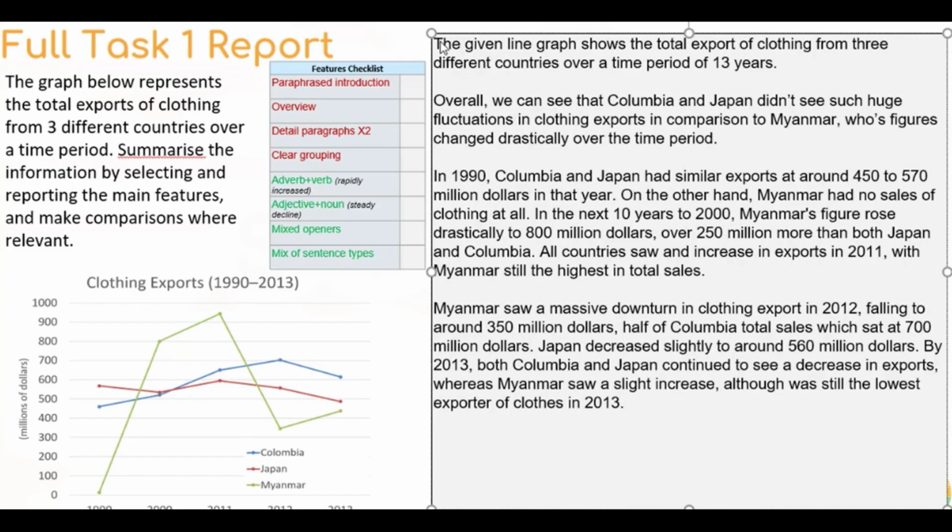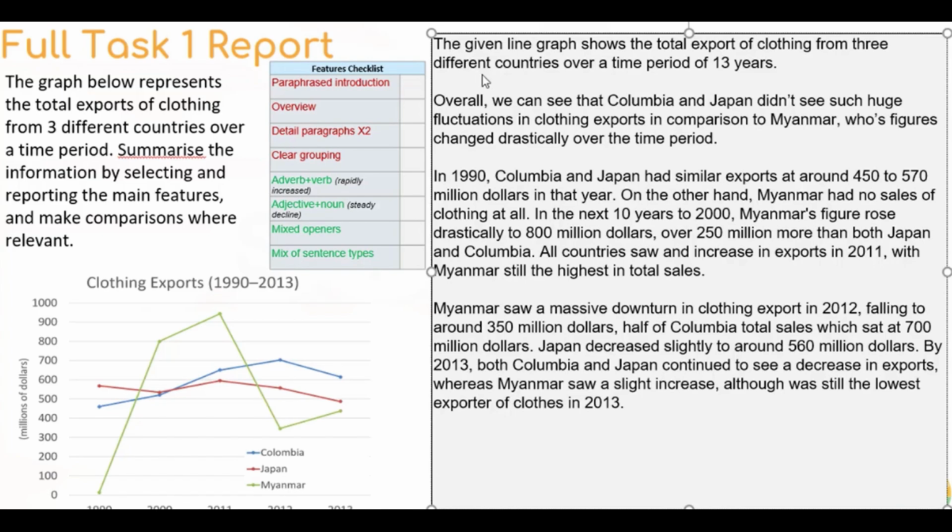Okay, so from the start, from my paraphrased introduction, and I can see from my checklist paraphrased introduction, yes, overview, yes, detailed paragraphs 2, yes. So I know that I've structured this in the right way. Clear grouping, this is my data, how I've grouped and described my data here. So I know the examiner is going to find this quite easy to follow.